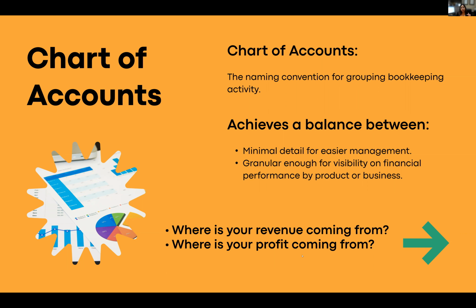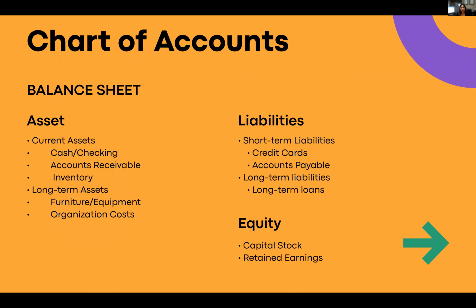Bottom line is you'll have a better understanding of where your revenue is coming from, where your profit is coming from, and where you are spending the most money. The chart of accounts is grouped into the two financial reports: the balance sheet and the income statement, or profit and loss. On the balance sheet, you have the assets, the liabilities, and the equity. The assets are categorized into current assets and long-term assets.